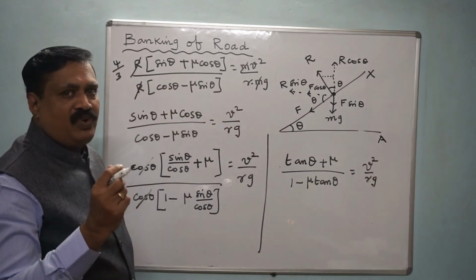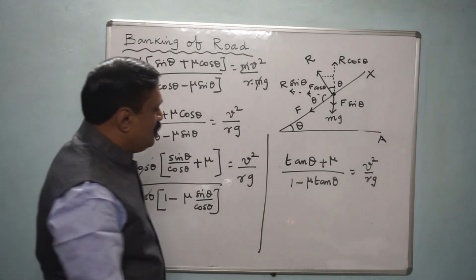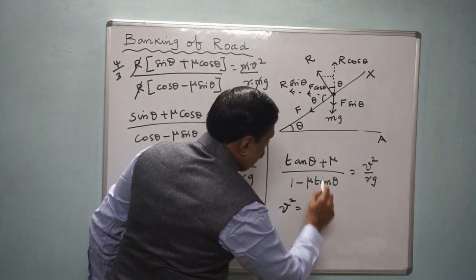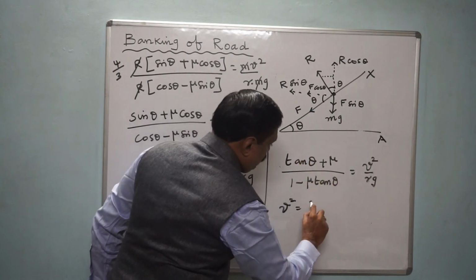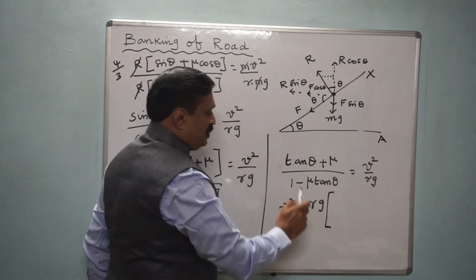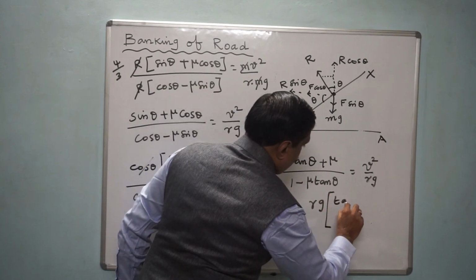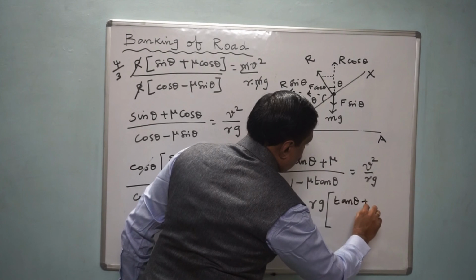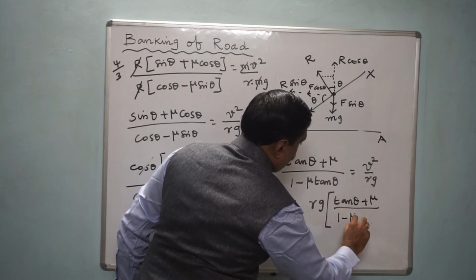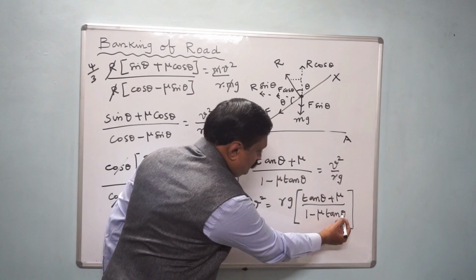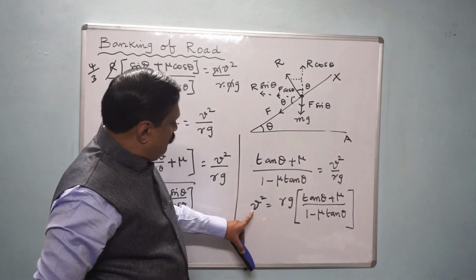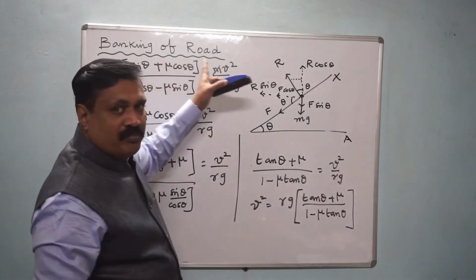Now our aim is to find velocity only. Therefore, v squared equal to rg will go to the next side. Therefore, rg into, just I am interchanging left and right, tan theta plus mu divided by 1 minus mu tan theta. Now this is the velocity for the banked road.